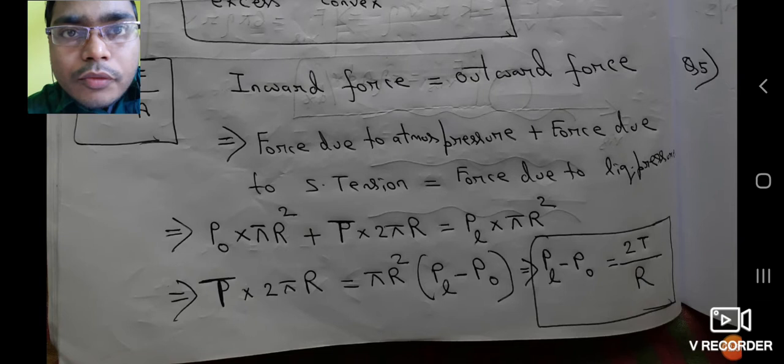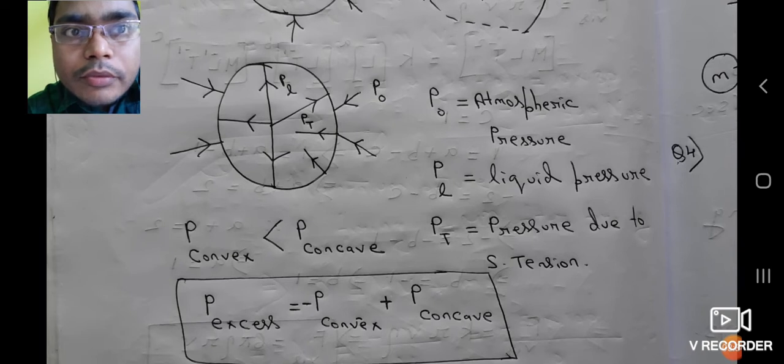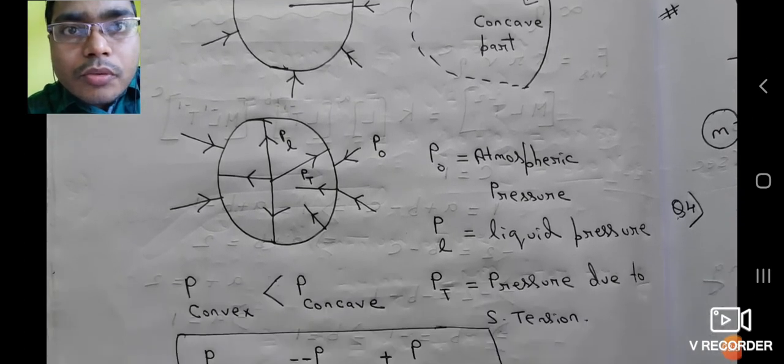So by writing force as pressure into area, we can say that the force due to atmosphere will be P naught into pi r square, where pi r square is the area of the liquid drop's cross-section and P naught is the atmospheric pressure. Similarly, we can write the force due to surface tension, so that is given by tension capital T into 2 pi r, because if you see the formula of surface tension, it is equal to force per unit length. So force will be how much? Surface tension multiplied by length. And what will be the length here? It is the total length of the circle, that is the circumference. So that is equal to 2 pi r.